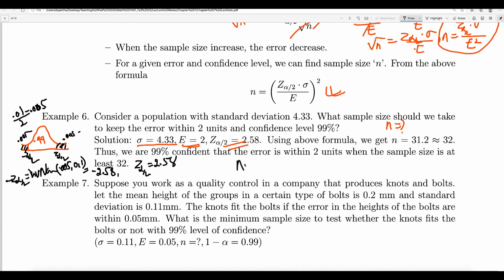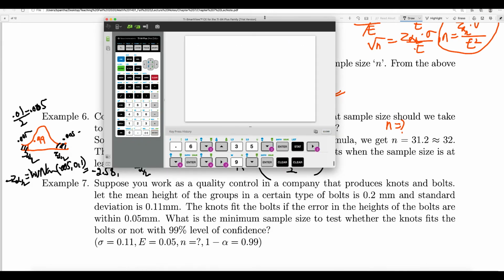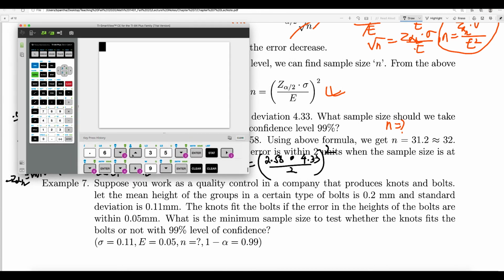N equals G alpha half, which is 2.58, times what is the sigma? Sigma is, we got 4.33, divided by E, which is 2, and then you just do the whole square, right? So let us do that.